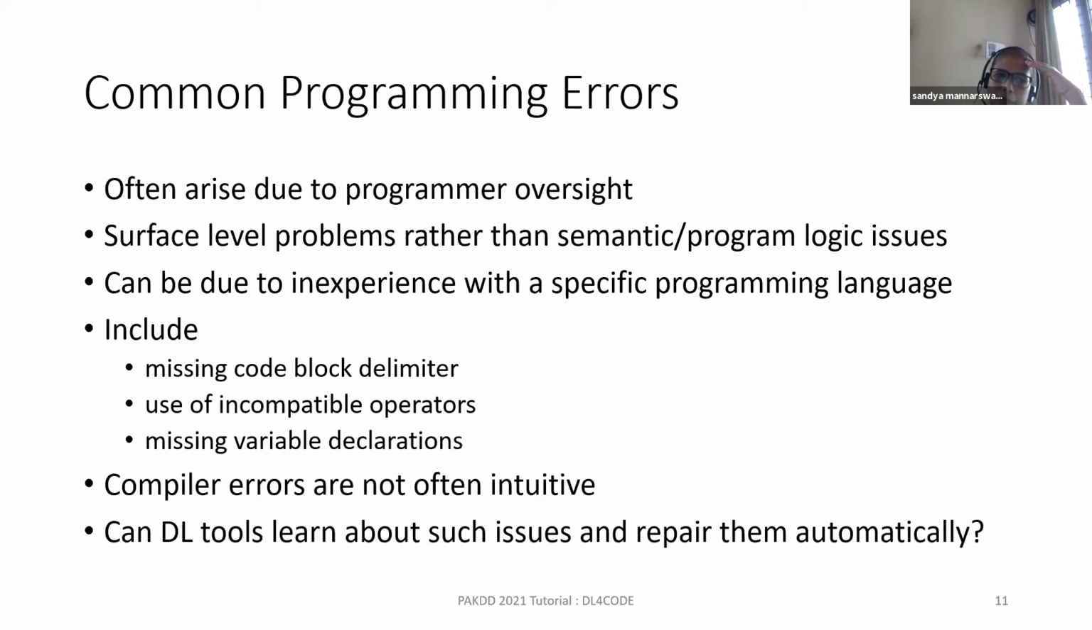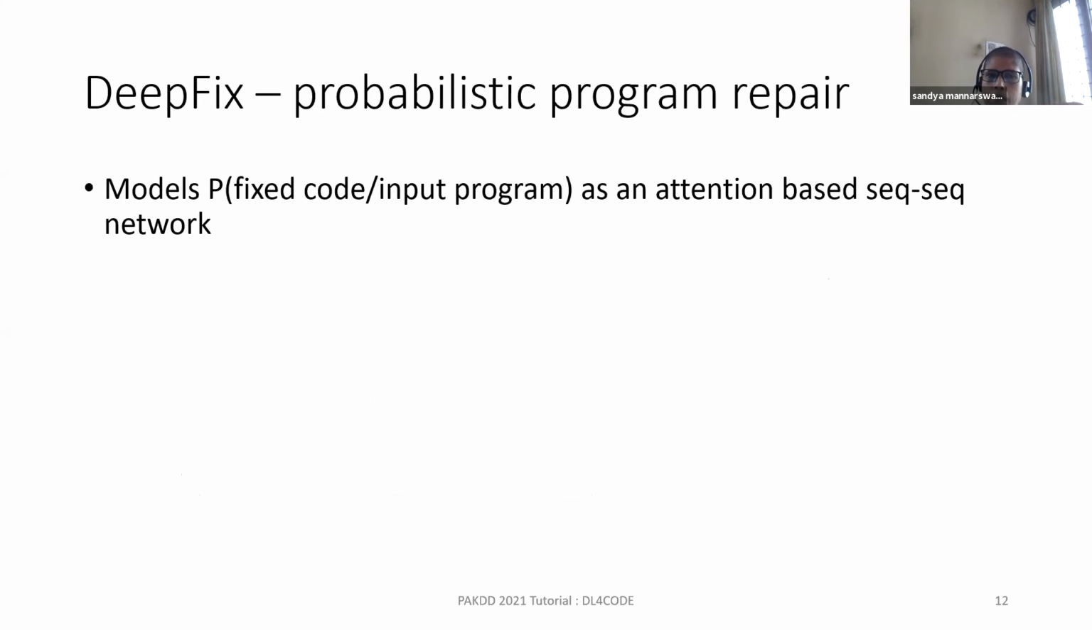At this point, you might be questioning why we really need a separate system. After all, the compiler would report that there is an error in the code, and then the developer can go and fix it. There are two parts to that. First, compiler errors are often not intuitive. Second, if a tool can automatically fix it, it cuts down development time. So from that perspective, a probabilistic program repair tool makes a lot of sense in software development.